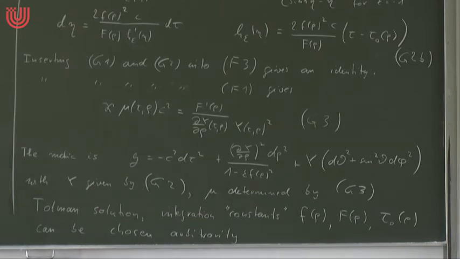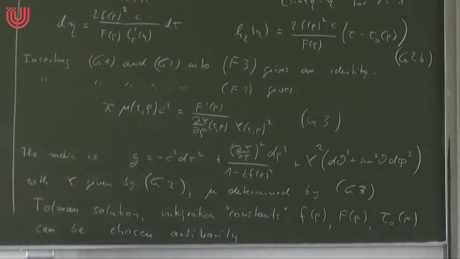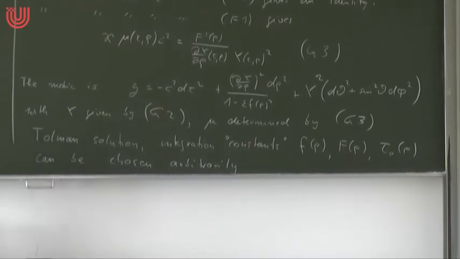Yeah? Should it be y squared in front of the... Yes, of course. Thank you. There's a square missing. Yeah, y is the area coordinate, so there should be a square, of course. I hope yes, I had it here. Okay, so this was the general solution.